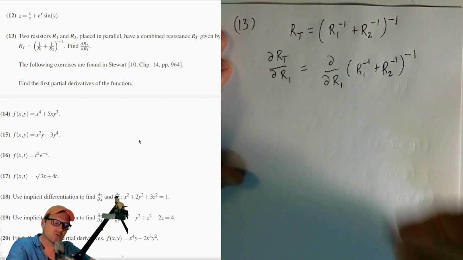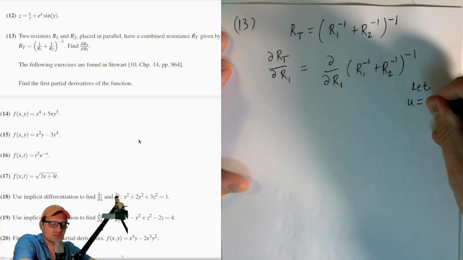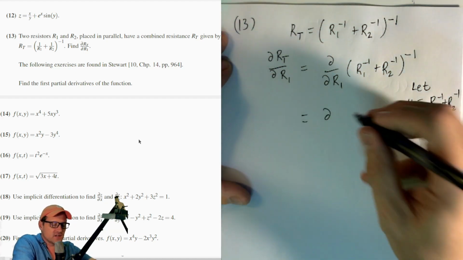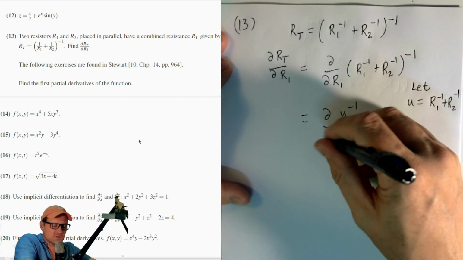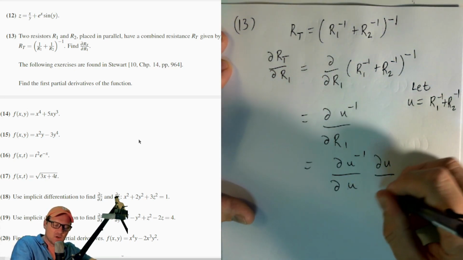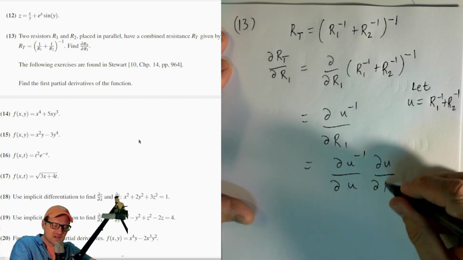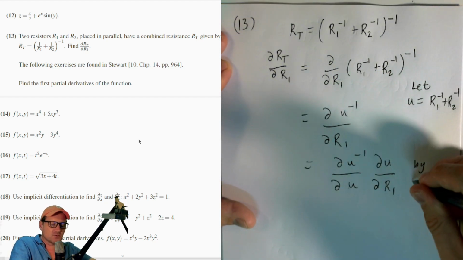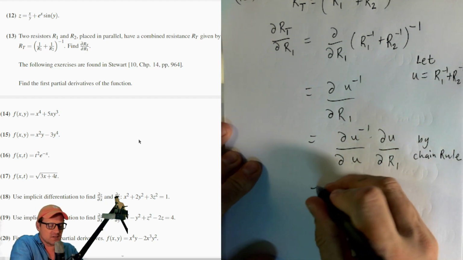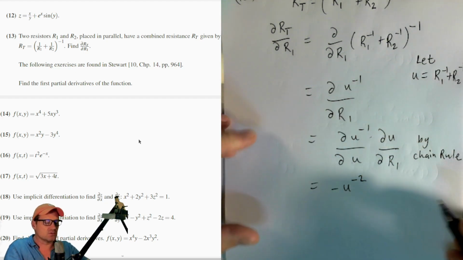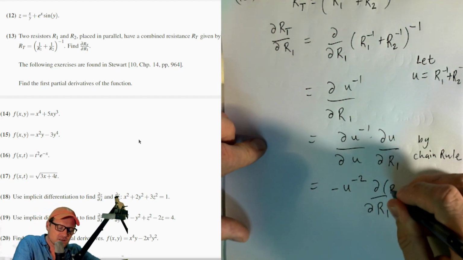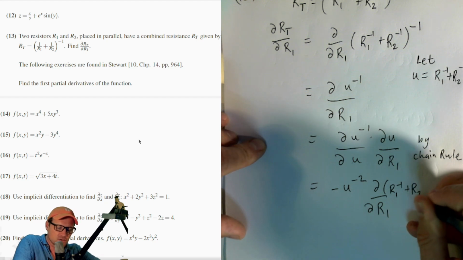So we need to use the chain rule for this. So we'll let u be equal to R1 to the minus 1 plus R2 to the minus 1. And so we have the derivative of u to the minus 1 with respect to R1. Using the chain rule, we differentiate with respect to u, but we need to multiply by the derivative of u with respect to R1. Okay, so this is by chain rule. The derivative of u to the minus 1 with respect to u is minus u to the minus 2, and then we multiply by the derivative with respect to R1 of u, which is R1 to the minus 1 plus R2 to the minus 1.